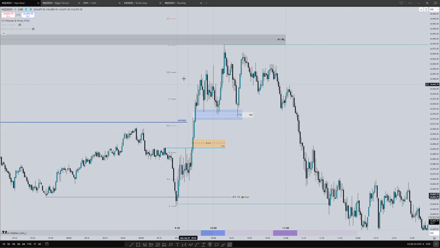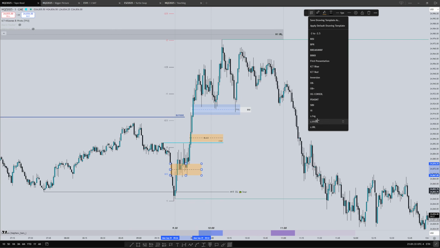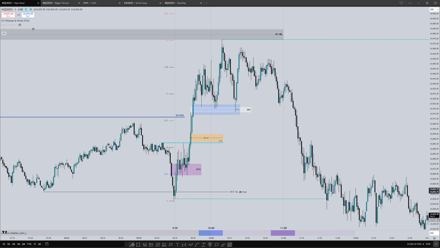You also see the -1 to -1.5 offering your silver bullet entry, right? And there's also different things that you could be marking up. So you have an IFVG in here that you could be using. All right, things you want to be anticipating going into the session.